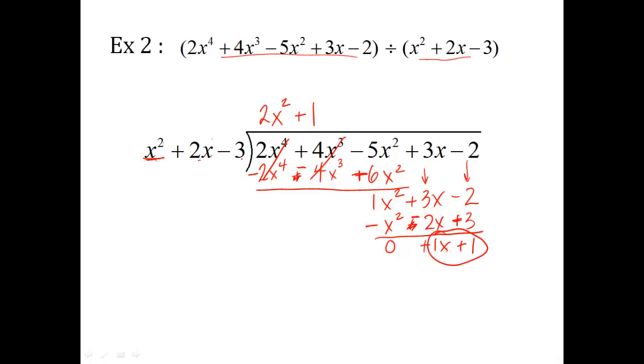All right, so what do you do if you end up with a remainder? Well, just like before in grade school, you're going to have to say remainder something. And it looks like this. Since that 1x is positive, it's going to be a plus. And it's a fraction. It's going to be 1x, or you can just say x, plus 1 over whatever your divisor was: x squared plus 2x minus 3. So this is your answer, all of that.